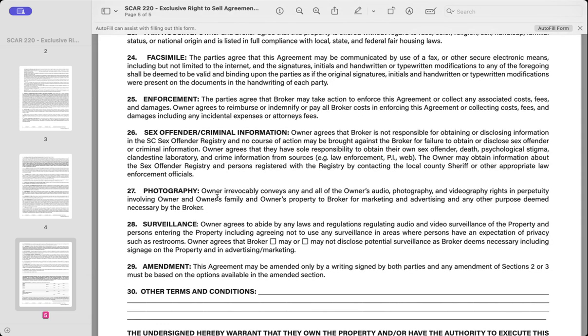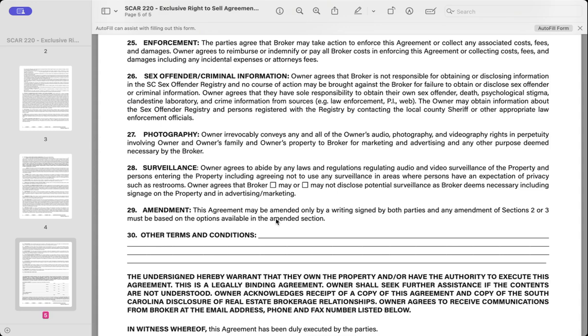Section 27, the owner conveys all of the audio, video, and photography rights for the marketing of the property and advertising in perpetuity to the broker. Section 28, surveillance. The owner agrees to abide by all laws and regulations concerning surveillance, including making certain there is no surveillance in areas where privacy is expected. The owner also has the option to check whether or not the broker can disclose potential surveillance, including signage on the property and marketing and advertising.